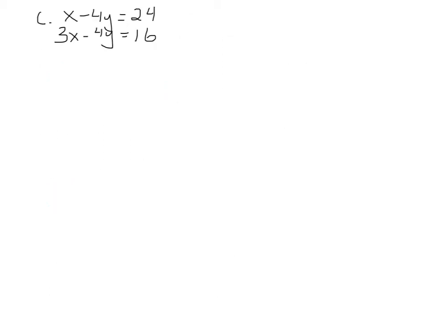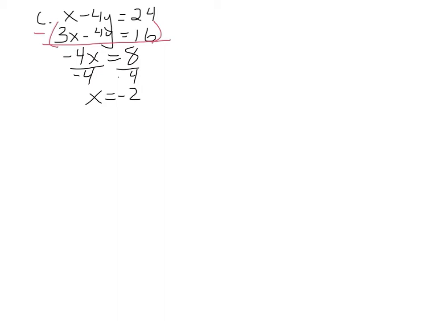In C, I see I have a negative 4y in both equations, so I'm going to subtract the second equation from the first equation. And when I do that, x minus 3x is minus 4x. The y goes away. 24 minus 16 equals 8. Divide each side by negative 4, and x equals negative 2.